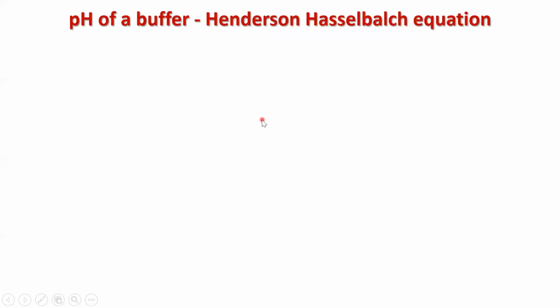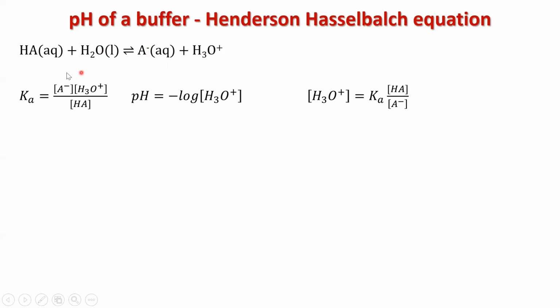There's another way that we can calculate the pH of a buffer solution, and it's by using what's called the Henderson-Hasselbalch equation. Let's say we have this generic acid, HA, reacting with water. The acid is going to donate its proton to the water, so we're going to produce A- and hydronium ions. We know that the Ka expression is the products over the reactants.